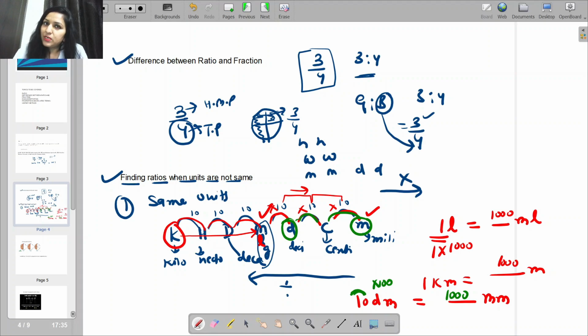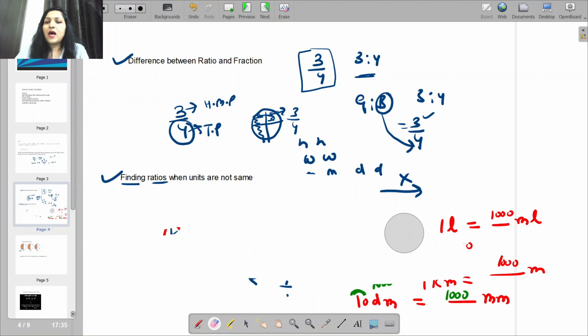I hope this much is understood. So ये practice से ही होगा. This is not difficult and this you might already be knowing. Okay. So keep practicing this conversion so that you do not get stuck anywhere in between. Let us take few examples to find the ratio when the units are not same.